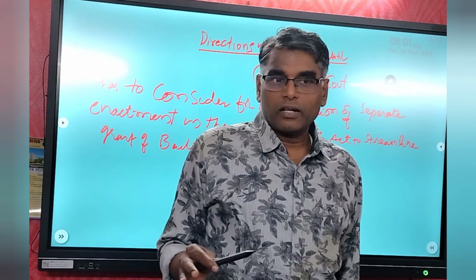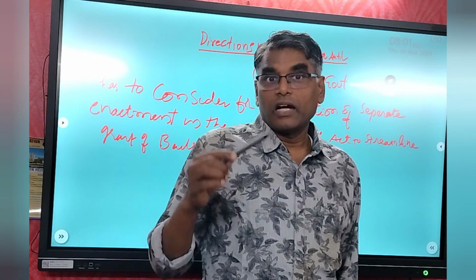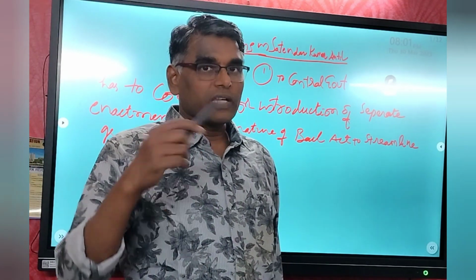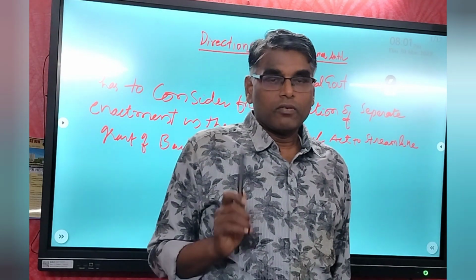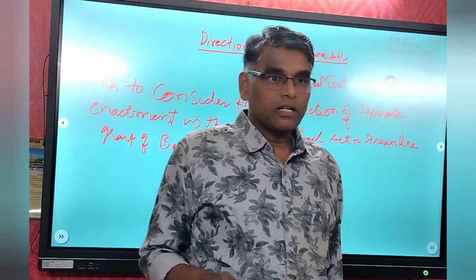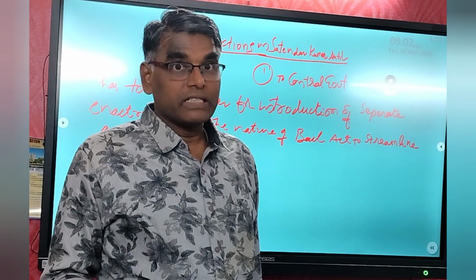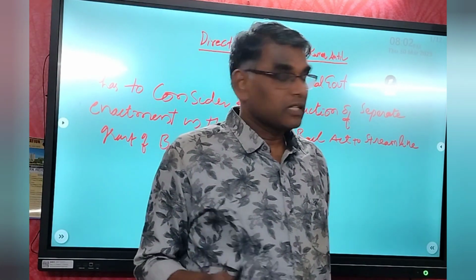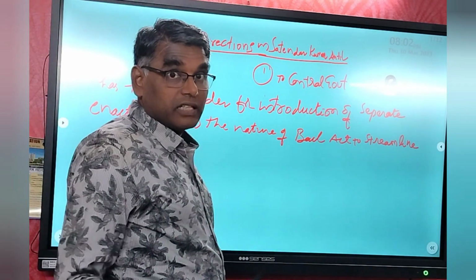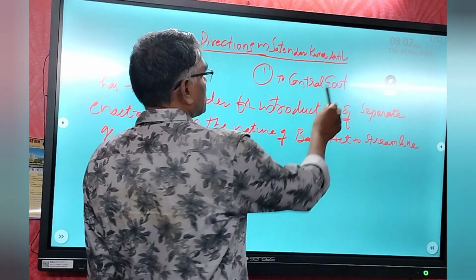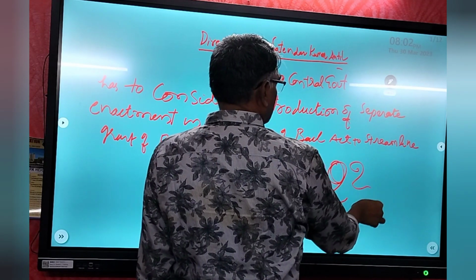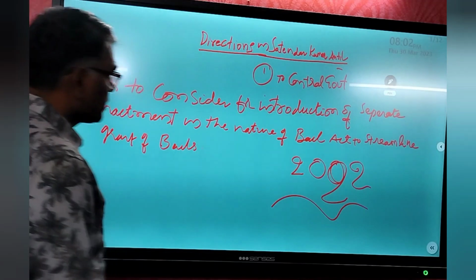In another video, I will cover the categories of offences and how the court should deal with bail applications relating to those offences. Okay, come to the directions. What are the conclusions and directions given in this judgment? The judgment name is Satender Kumar Antil versus CBI, 2022 judgment. You can straight away type it in Google, Satender Kumar Antil, and it will come up.